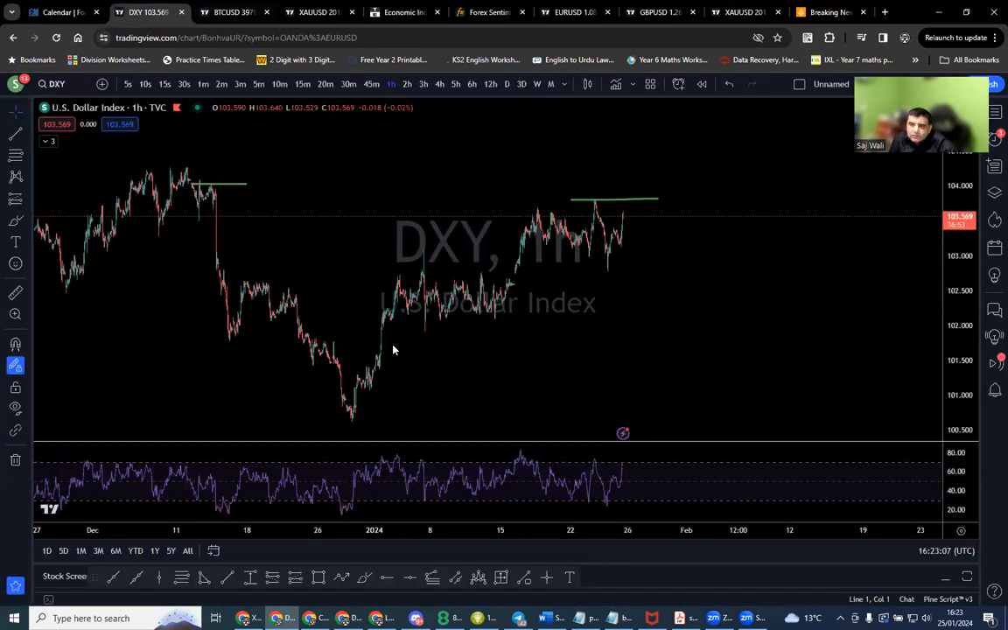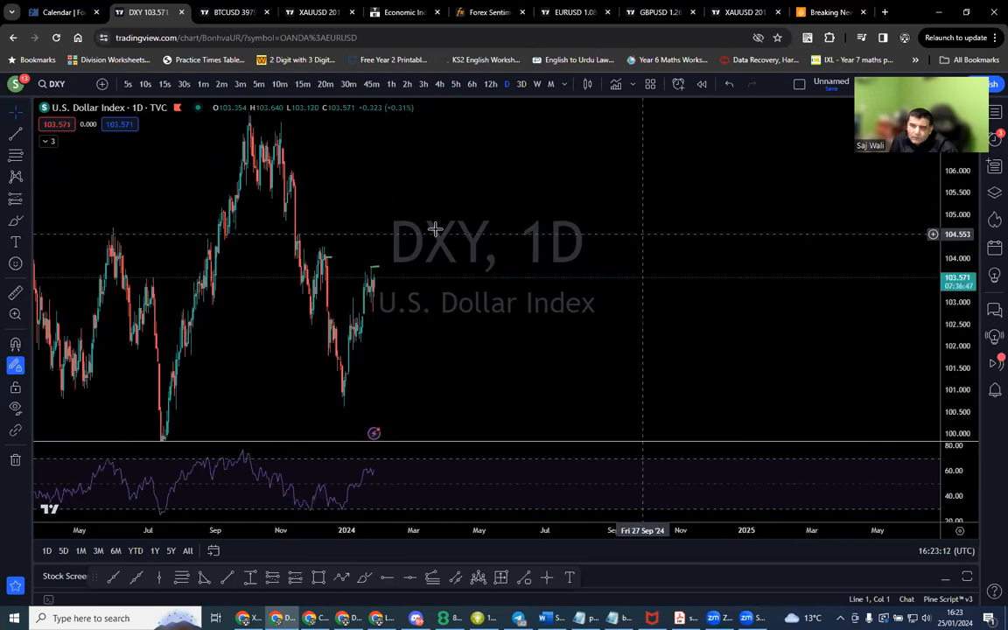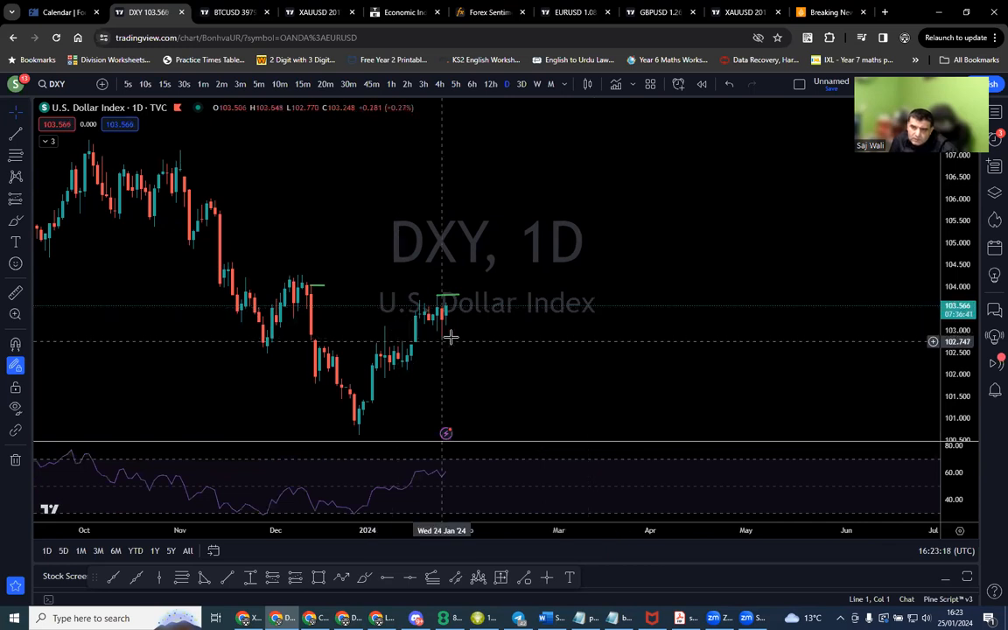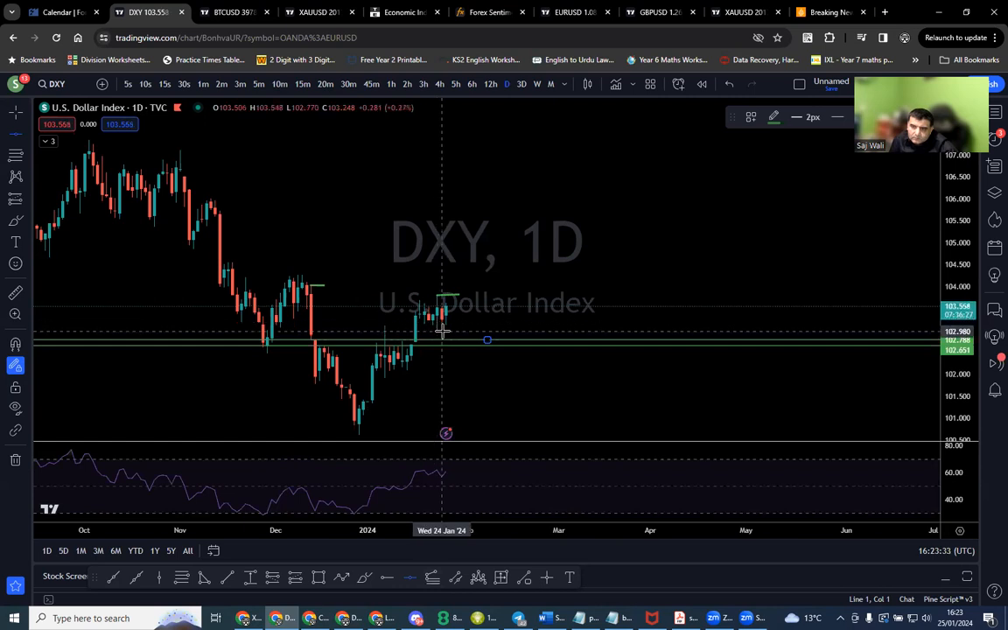Right. Going to Dixie, what we can see in Dixie dailies. Technically, Dixie tested this level here. This area with the spike daily. What does that mean? Gold should be bearish. That was yesterday, and gold was bearish yesterday. And now it's moving to the upside, which means gold again bearish.